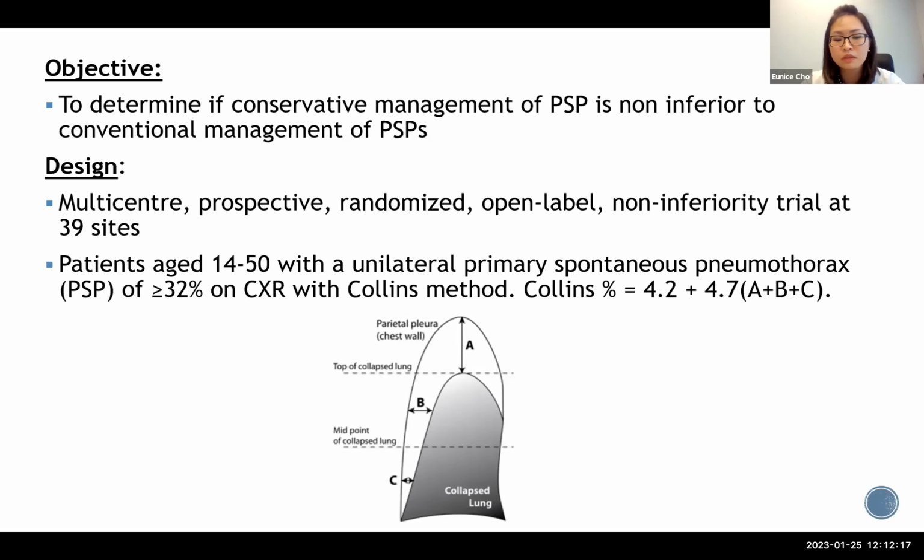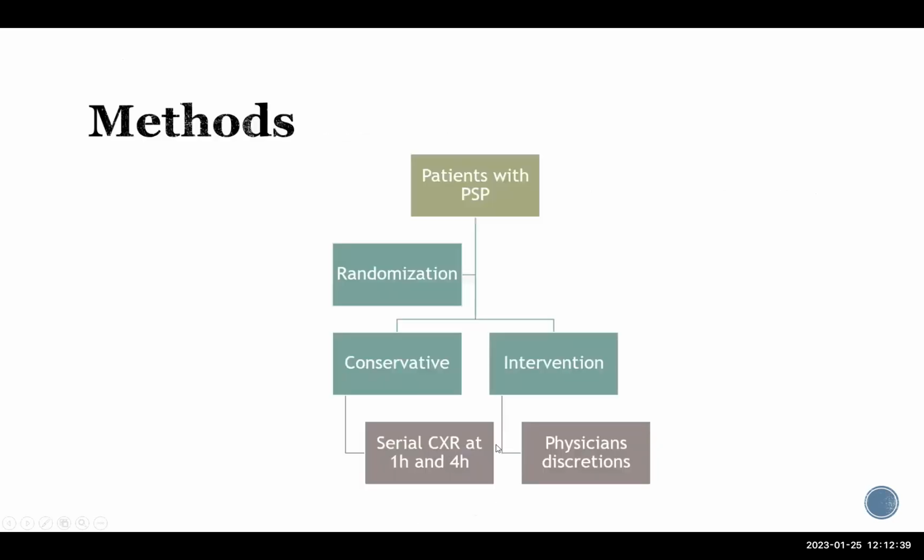It was a multi-center, prospective, randomized, open-label, non-inferiority trial that was conducted in New Zealand and Australia. And they recruited a relatively young patient cohort, aged 14 to 50, with a unilateral primary spontaneous pneumothorax with a size of 32% or greater, based on the method that's outlined in the picture.